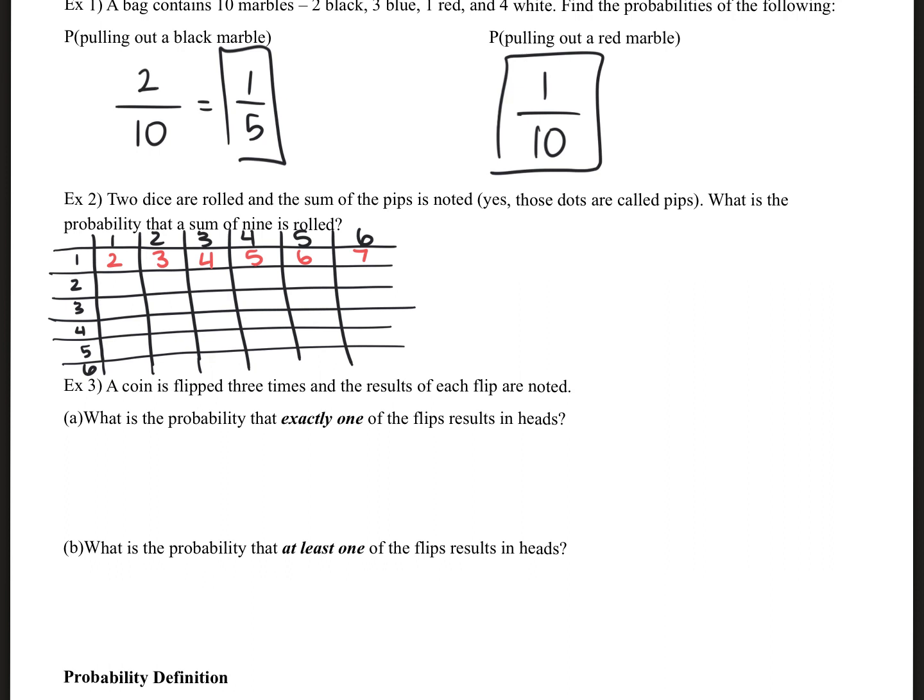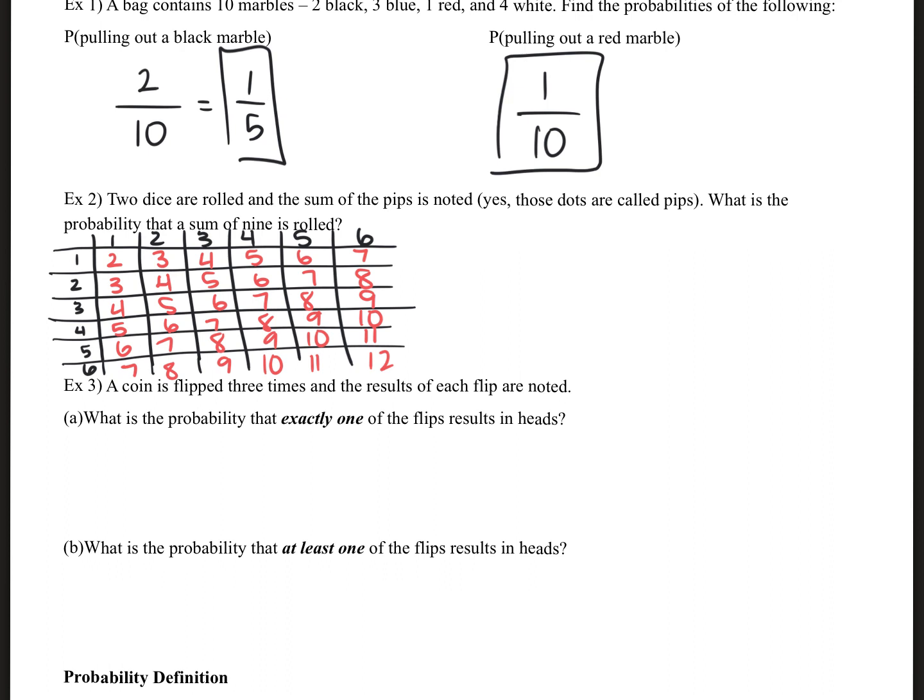And then 2 and 1, 3, then 4, 5, 6, 7, 8, 4, 5, 6, 7, 8, 9, 5, 6, 7, 8, 9, 10, 6, 7, 8, 9, 10, 11, and then 7, 8, 9, 10, 11, 12.